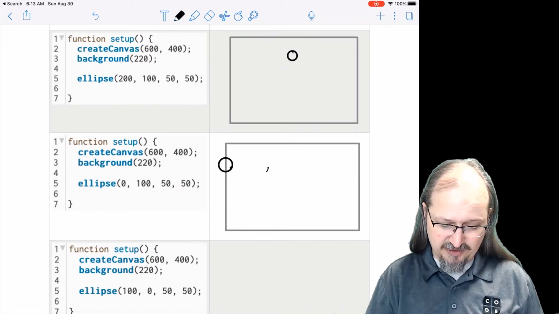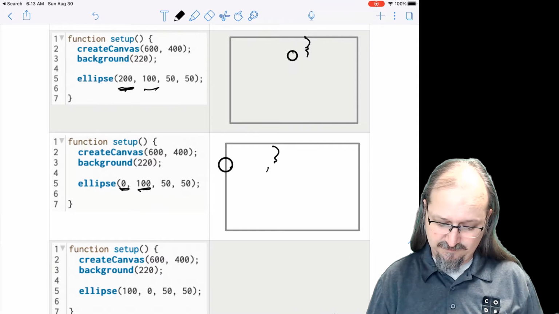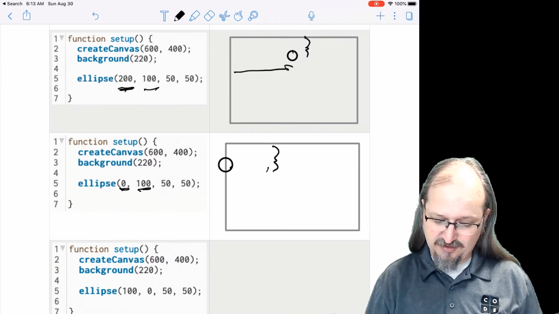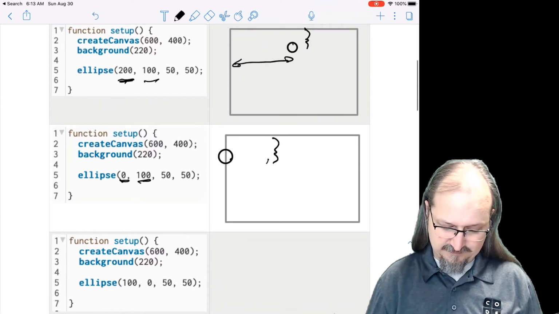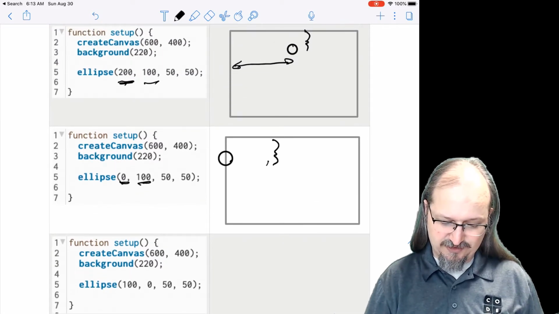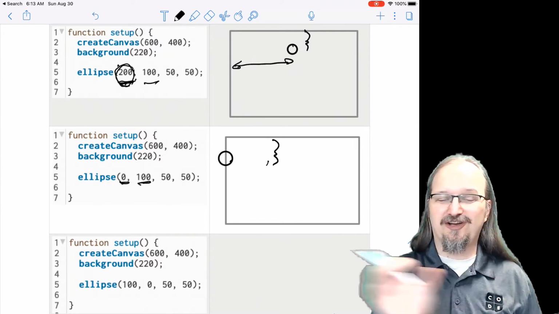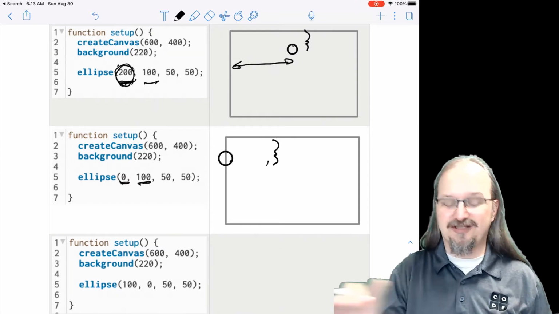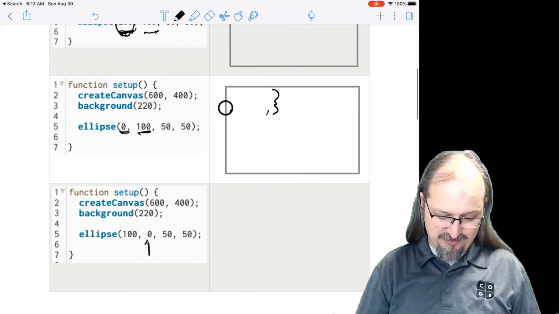So when we look here, this was at 200, 100. And this one is at 0, 100. So the height from here is the same, but its position along this way is different. Right? So maybe this first number controls where it is along the left-right axis, that horizontal axis. So if that's the case, what does the second number do?